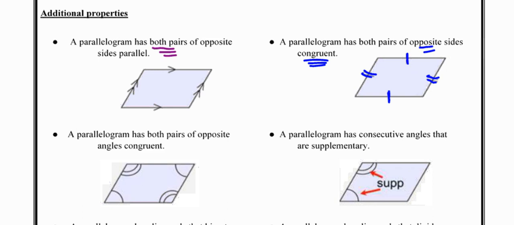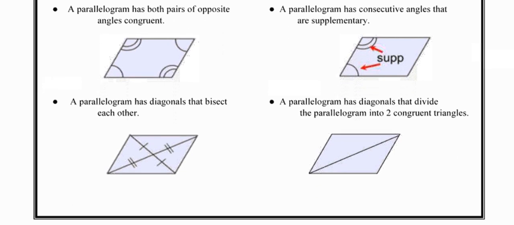Another property of the parallelogram is that they have both pairs of opposite angles that are congruent. So again, notice it says both pairs. So opposite angles would be the angles in the upper right and the lower left. Those guys are going to be congruent to one another. And the upper left angle is going to be congruent to the lower right. So again, both of those pairs of opposite angles are always going to be congruent.